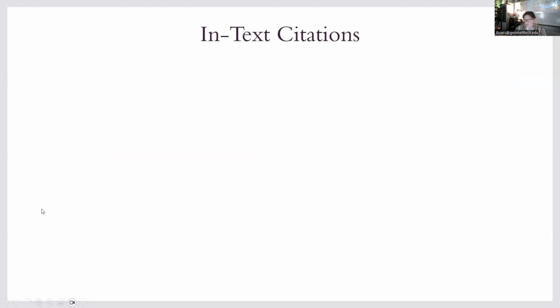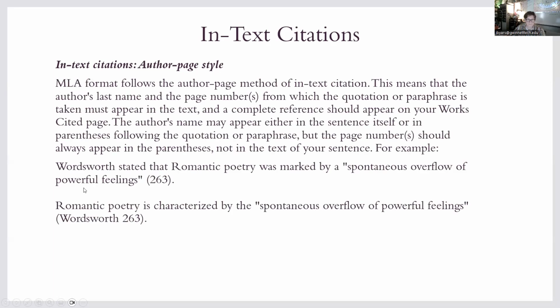Okay, now speaking of quotes, we have to have in-text citations when you have a quote. An in-text citation is a mentioning of the author's name of whoever said the quote that you're speaking of, and if there is a page number, a page number. So here we have two examples. You always have to, in your sentence, mention the author's name, whether that's in the sentence itself, like this. Wordsworth stated that romantic poetry was marked by a, quote, spontaneous overflow of powerful feelings. Quotation mark, page numbers in parentheses, and then period.